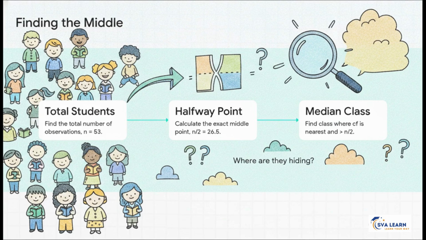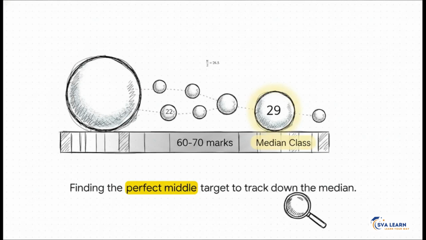Where are they hiding? To find out, we take that 26.5 and look over at our rolling snowball, our cumulative frequency column. We're looking for the very first snowball that is actually big enough to hold 26.5 students. 22? No, too small. But look at the next class. It has a cumulative frequency of 29. 29 is greater than and nearest to 26.5. So boom, the 60 to 70 marks range is our median class.